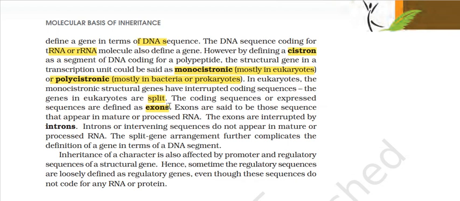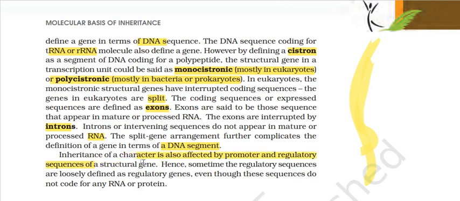Exons are those sequences that appear in mature or processed RNA. The exons are interrupted by introns. Introns or intervening sequences do not appear in mature or processed RNA. Mature, processed RNA does not have introns because introns do not code. This split gene arrangement further complicates the definition of a gene in terms of a DNA segment. So it is not that there is a gene and we just draw a line over a DNA for it. In case of eukaryotes, the cistrons, although mostly monocistronic, will be split.